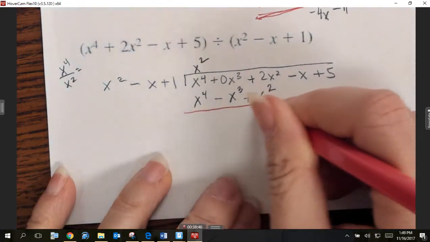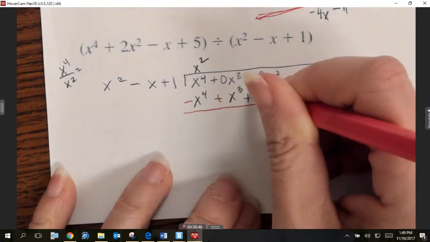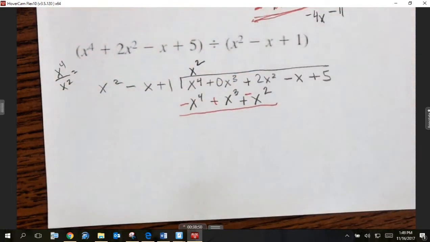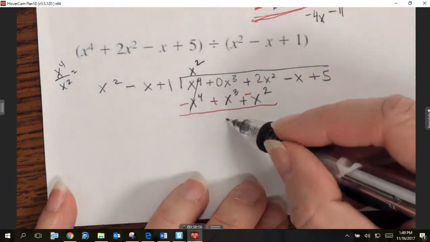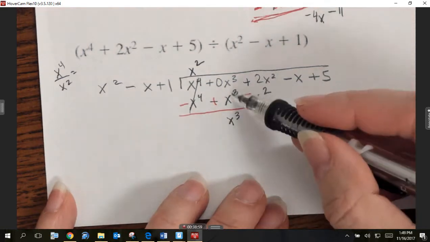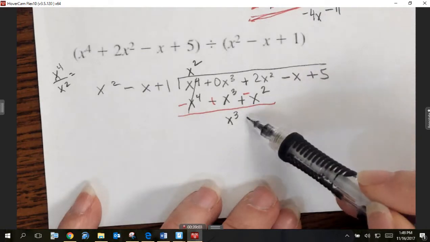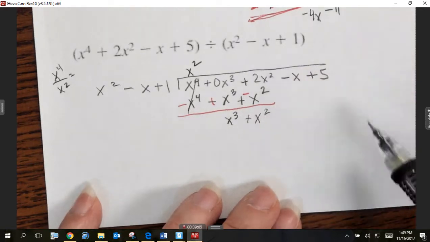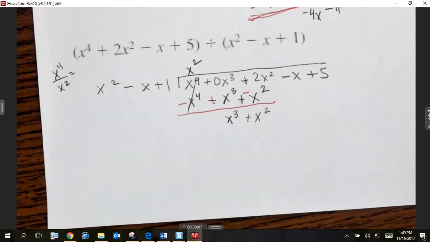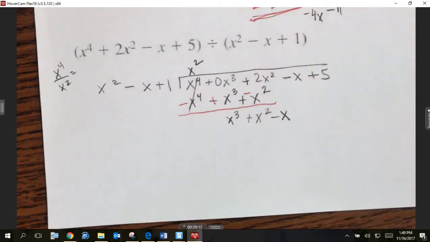When you draw the line, change your signs. Draw the line, change the sign. And then we'll add them together. So those will cancel. I'll get x to the third, because 0 plus 1 is 1. And then I'll have plus x to the second. Then I'll bring it on down. What's x?